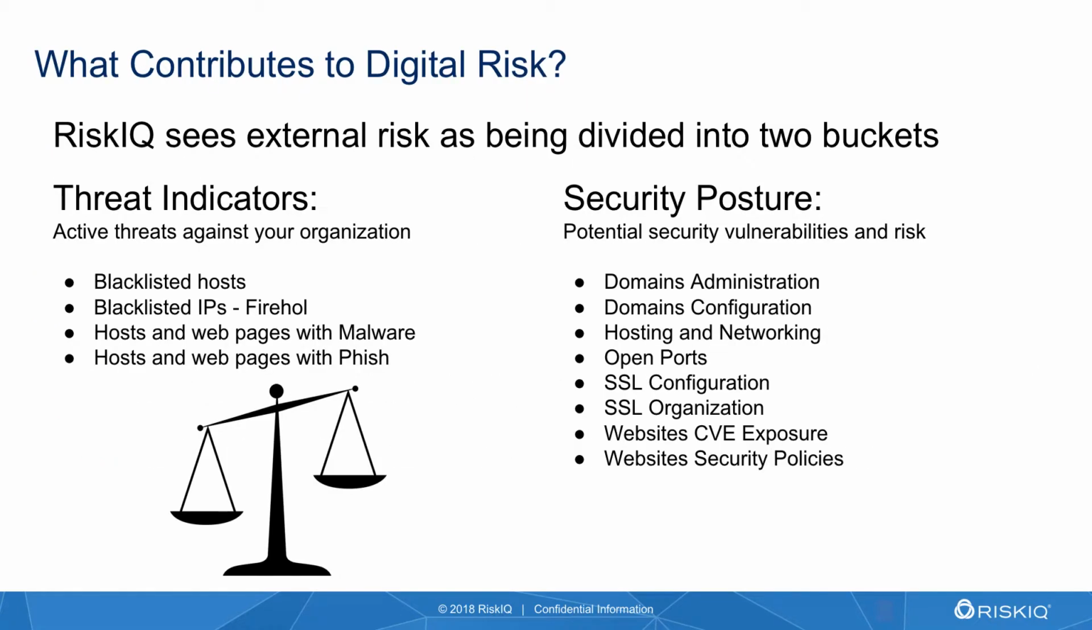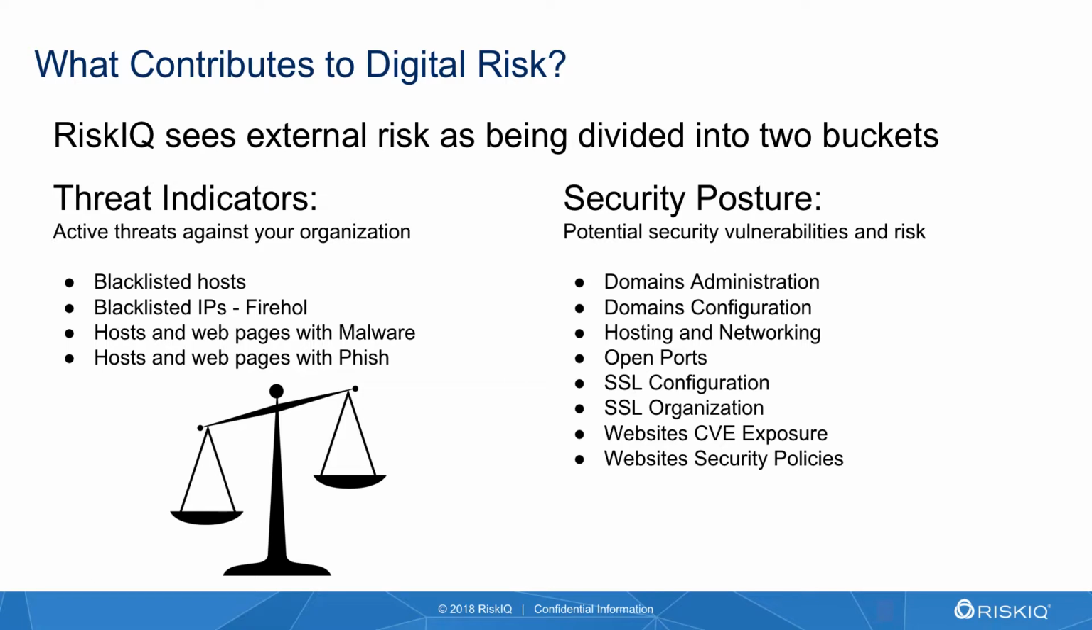And so what contributes to the digital risk that we see in terms of the score? We've broken this down into 2 buckets. Threat indicators. These are active threats against your organization. This could be blacklisted hosts, blacklisted IP addresses, hosted web pages with malware or serving out phish.